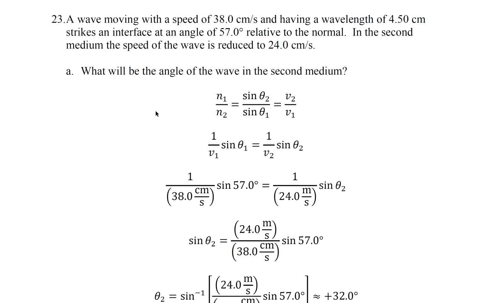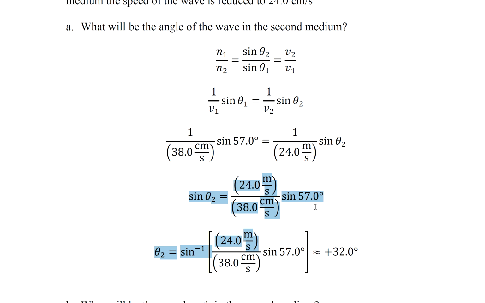Question 23. A wave moving with a speed of 38 centimeters per second and having a wavelength of 4.5 centimeters strikes an interface at an angle of 57 degrees relative to the normal. In the second medium, the speed of the wave is reduced to 24 meters per second. Part A, what will be the angle of the wave in the second medium? So we have this equation here. We're given V1 and V2, and we're given theta 1. So we solve for theta 2.